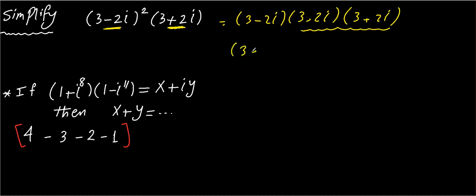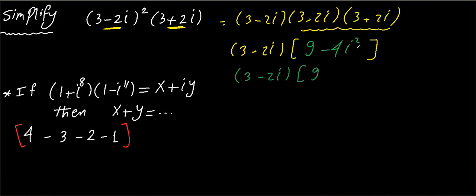First 3 minus 2I, we can multiply the two conjugate numbers, 3 minus 2I and 3 plus 2I: first by first minus second by second. First by first, 3 times 3 equals 9, minus second by second, 2 times 2 equals 4, I times I power 2. Here 9, I power 2 is negative 1, times negative 4 equals 4.